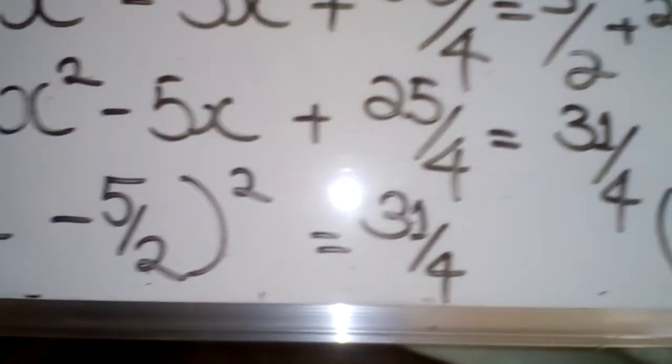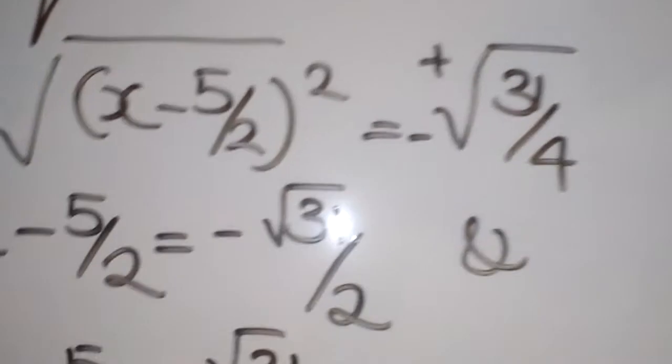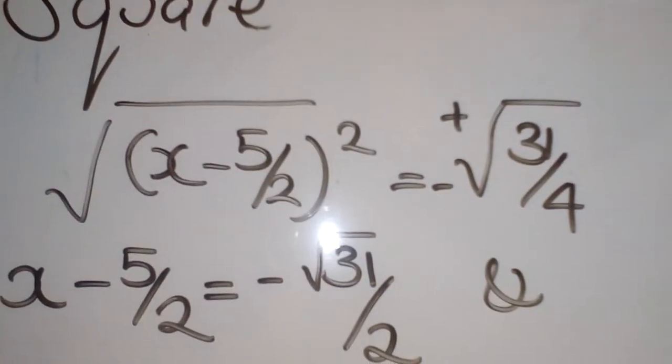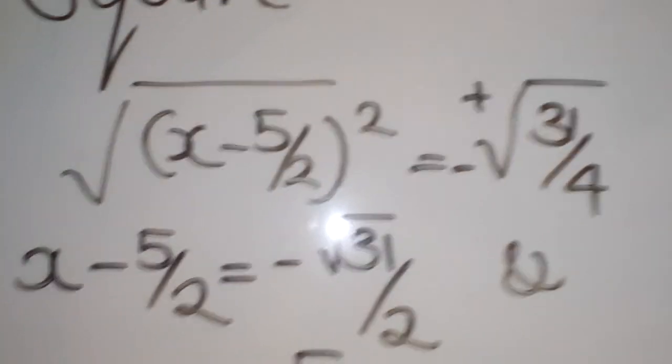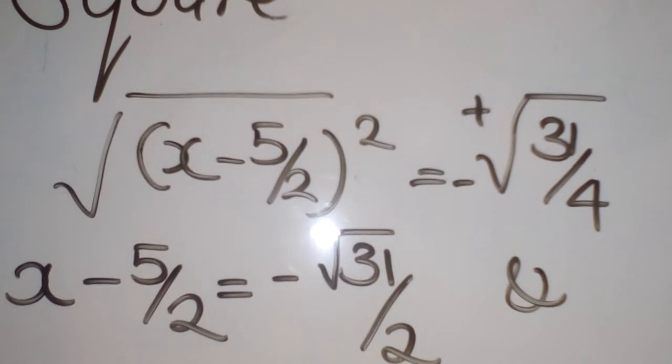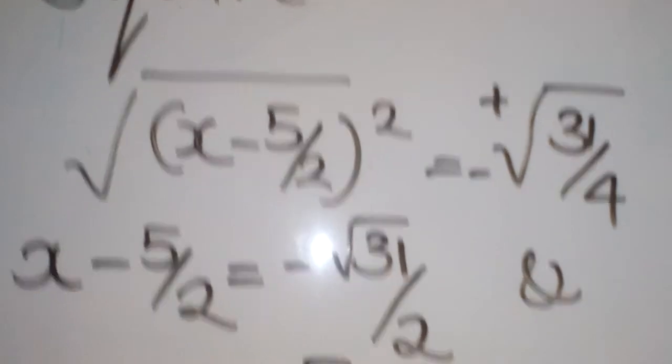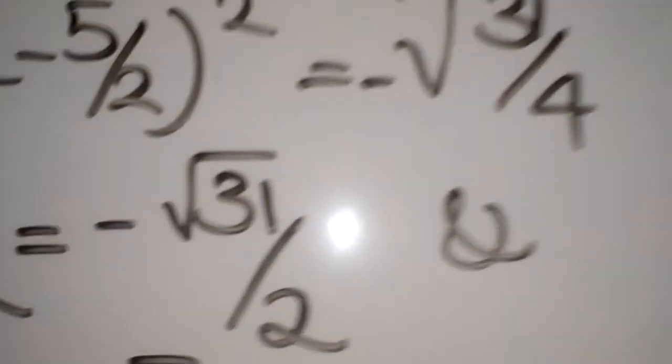And having done such, we now have to solve for x. And since we know that x minus 5 over 2 squared is equal to 31 over 4, what we want to do now is to eliminate the square, and basically we're just going to find the square root. And that's what we do on this side of the equation.